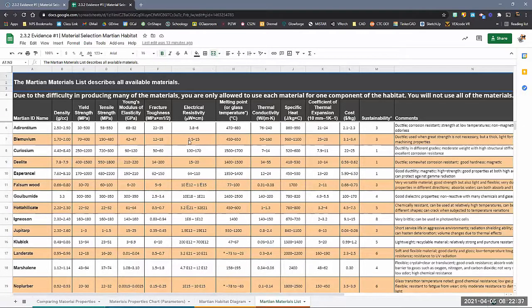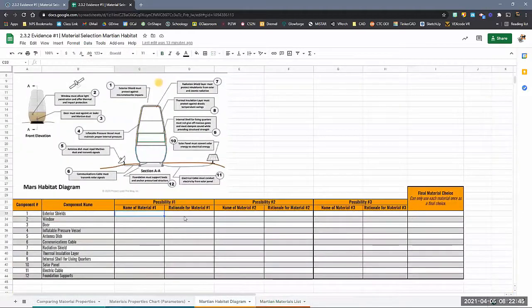Again, you're going to choose for yourself. There's not necessarily one right answer. There are some that might be better than others. The key thing is backing it up with the rationale. Okay, so based on those three, choose your final material choice. Which one do you think would be the best for each of those components? And like I said, you should only have each material once.